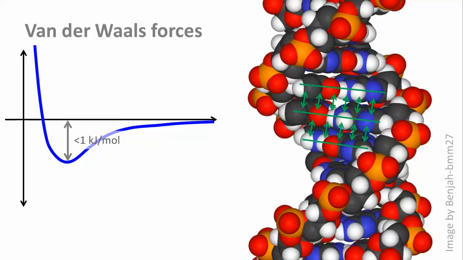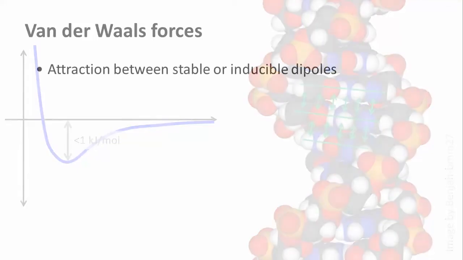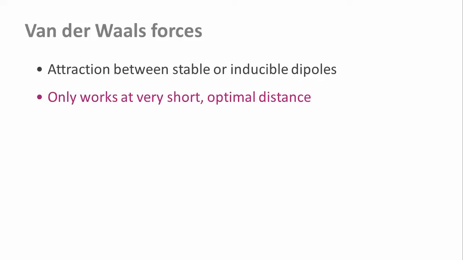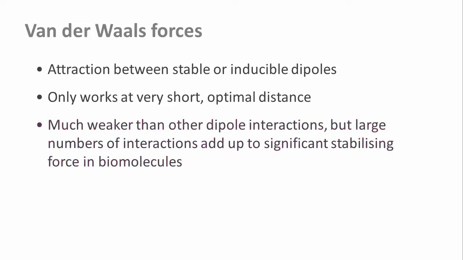So let's summarize. Van der Waals forces act between stable dipoles in polar molecules or inducible dipoles in any kind of molecule. Inducible dipoles come about by random asymmetries or fluctuations of electron distribution. These forces are strongest at very close range and are 1 or 2 orders of magnitude weaker than other non-covalent interactions, but these interactions add up to quite a significant contributing factor to macromolecular structures.